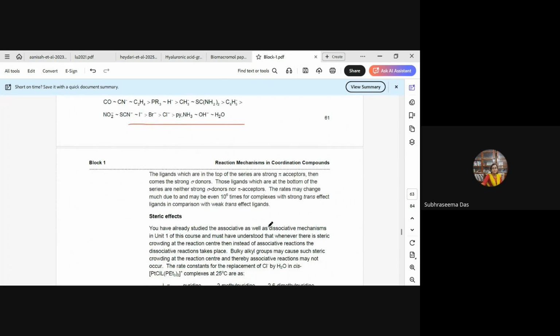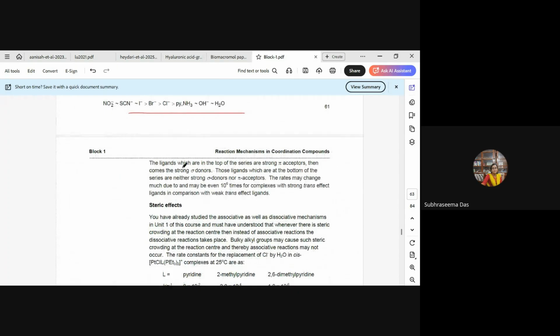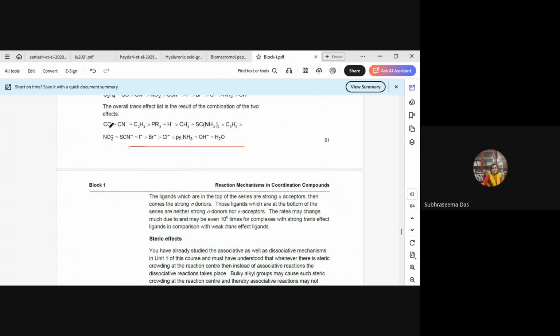And here it has been shown. The ligands which are arranged in this series at the top of the series are the strong pi acceptors, and then come the strong sigma donors. The ligands at the bottom of the series are neither strong sigma donors nor pi acceptors. So the rates are much different, going to an order of 10 to the power 6 for strong trans effect, in comparison to ligands which have weak trans effect.